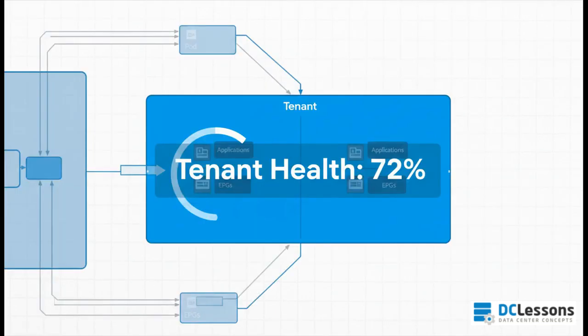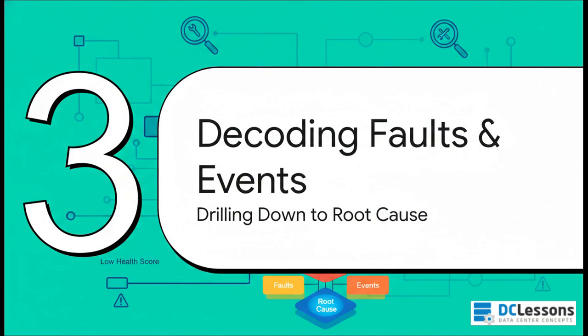And you can get even more granular and focus on a specific tenant. Now, this is incredibly powerful, especially if you have multiple customers or departments on the same fabric. It lets you see instantly if an issue is just affecting one application or if it's a bigger fabric-wide problem. This contextual view is a massive time saver. So a low health score is your big flashing sign to start investigating.